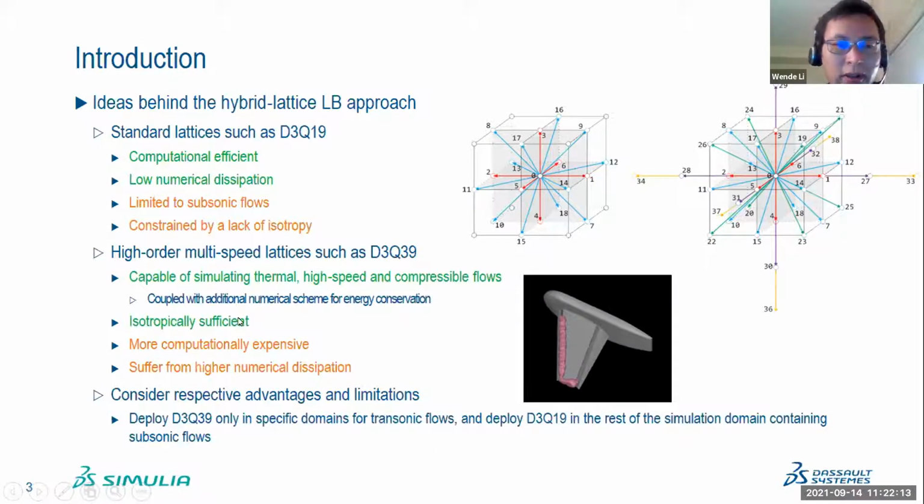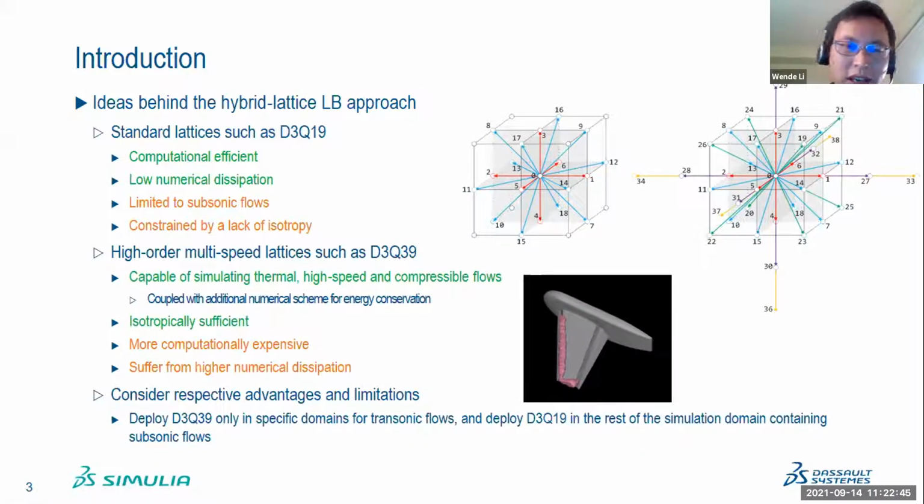And it is astronomically more sufficient, as demonstrated by other researchers, but it's significantly more computationally expensive, and it also suffers from high numerical dissipation. So considering their respective advantages and limitations, we want to deploy the D3Q39 lattice only in specific domains in transonic flows, and deploy the D3Q19 lattice in the rest of the simulation domain containing simple and subsonic flows.